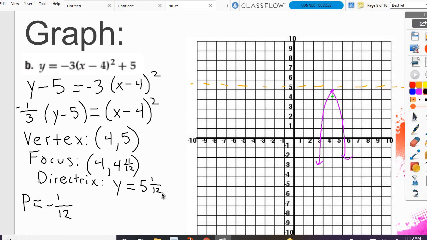So remember that to find our p-value, we have to take the number that's in front of our not squared thing. So in this case, negative 1/3. And then you would have to divide by 4, which is the same thing as multiplying by 1/4. So that's why we get p equals negative 1/12. Does that make sense? Okay. Other questions?